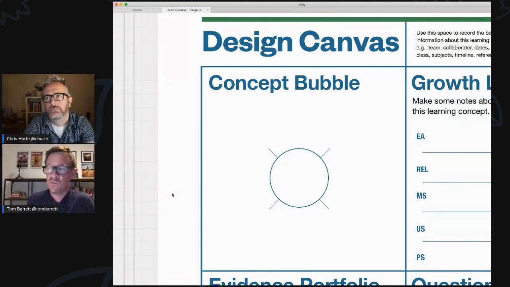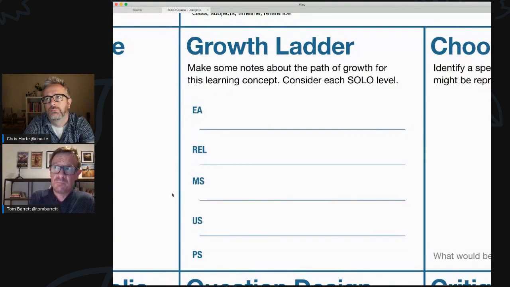So concept bubble first, then growth ladder, making some notes about the path of growth. Again, you've got your little reference points along there in terms of the SOLO taxonomy. You might make some individual notes about what this concept means at different points. You might look back upon the growth ladder resources just for some examples of some of those that we've shown.